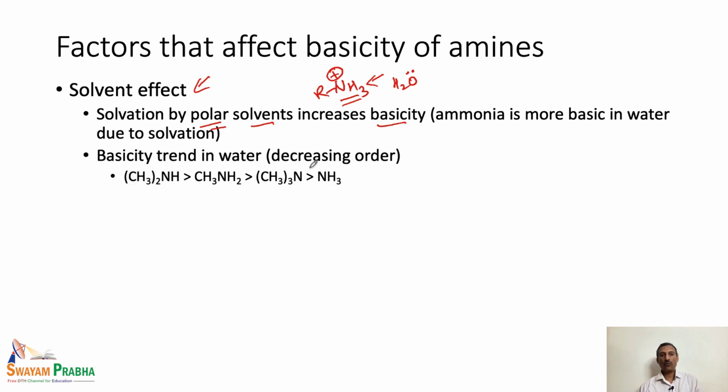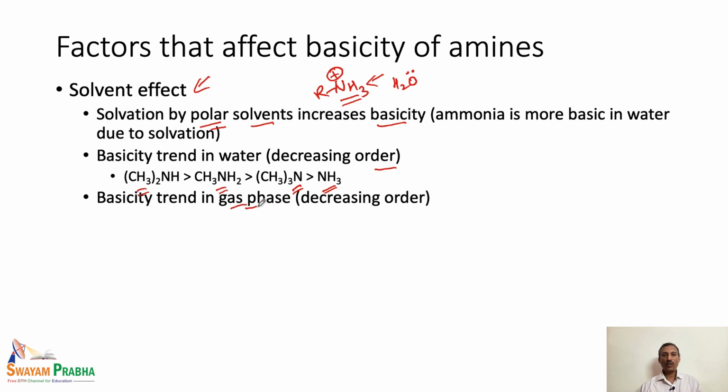And if we look at the basicity strength in water, in decreasing order, we have seen that the solvation of the secondary amine in solution is very high. So, the secondary amine is the most basic one, followed by the primary amine, followed by the tertiary amine, and then ammonia. So, this is the decreasing order of strength for the amines. But if you look at the gas phase, we do not have the solvation by the solvent, because in the gas phase we have no solvent.